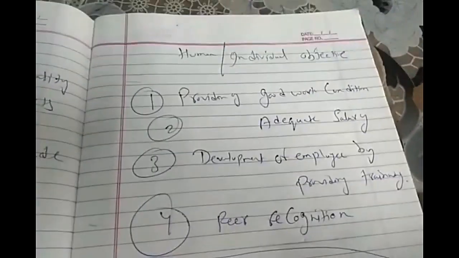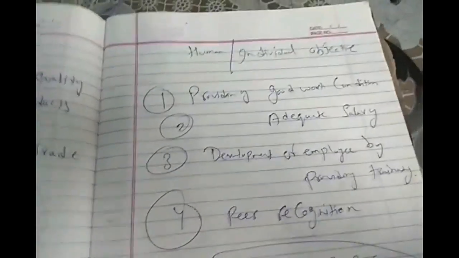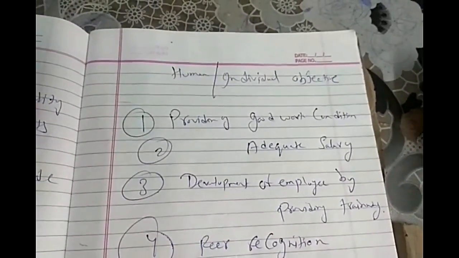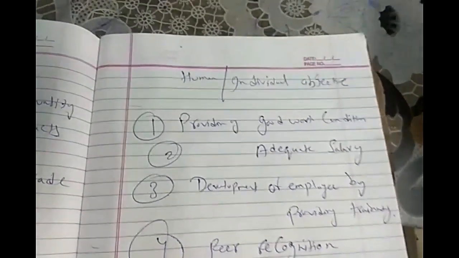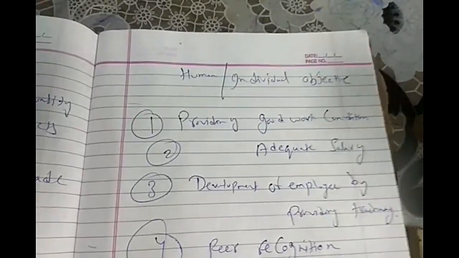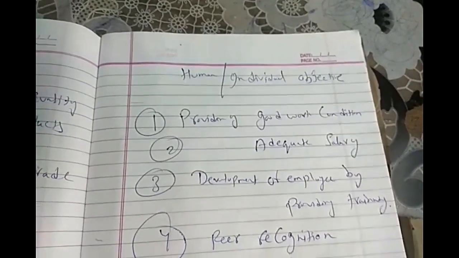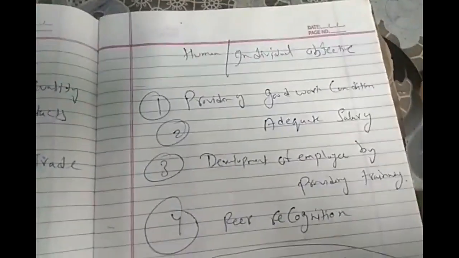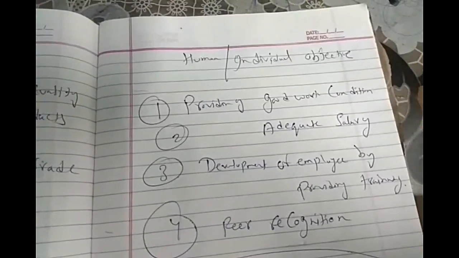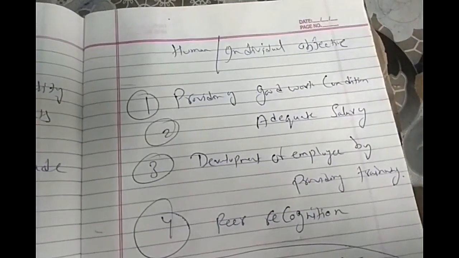Human or individual objectives are to be achieved by the businessman for fulfilling the needs and wants of the employees who are working in the business unit. Because of their efforts, the firm is able to achieve the economic objective and the organizational objective. So they have to fulfill their needs and wants also. The first thing is that they should provide a good working condition so the employees feel safe and secure and put in their best efforts to carry out the work efficiently and effectively.